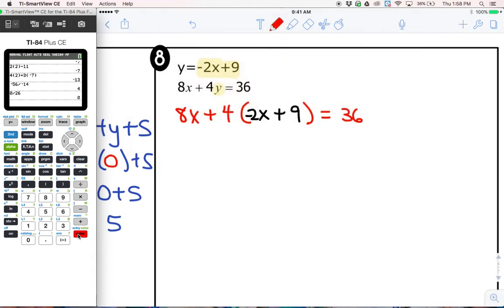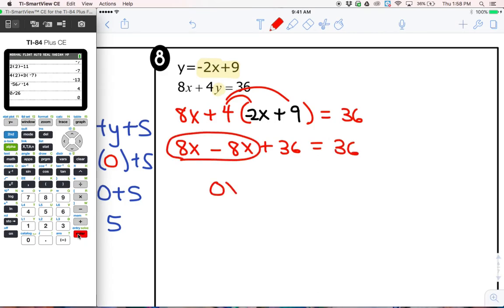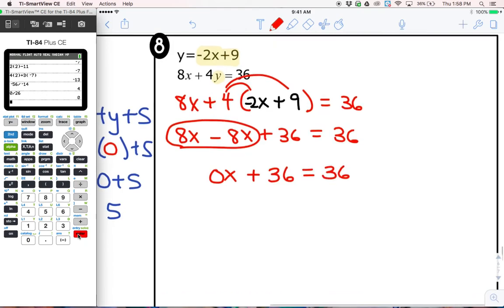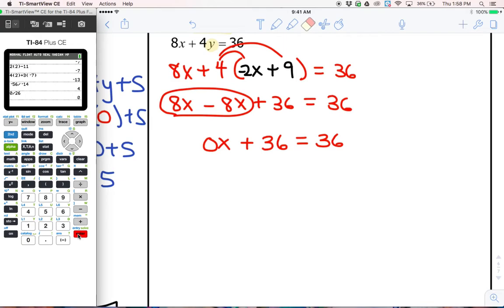All right, now we can solve. We've got 8x. We're going to distribute minus 8x, and plus 36 equals 36. We're going to combine our like terms, and wait a second. We're getting 0x plus 36 equals 36. Okay, well, I don't even need to write 0x, do I? That's kind of silly. So we've got the statement 36 equals 36. Okay, this is weird, right?